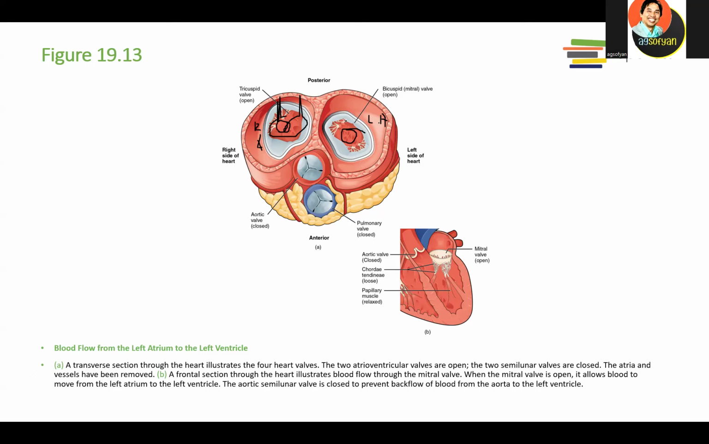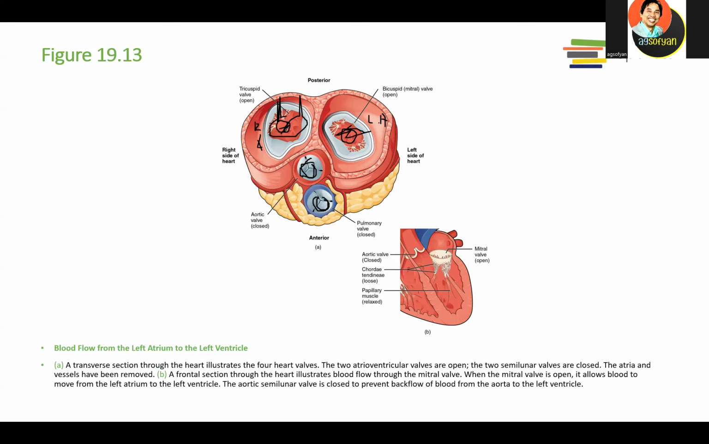And during that time, if the tricuspid and bicuspid valves are open, these two valves will be closed, the aortic valve and the pulmonary valve. When the aortic and pulmonary valves are open, during the pumping of the blood from the ventricles, the two over here, the tricuspid and bicuspid valves, will be closed. So they open and close.